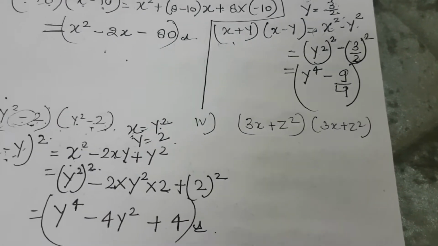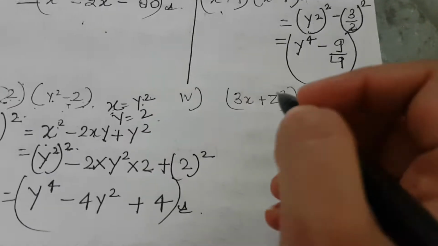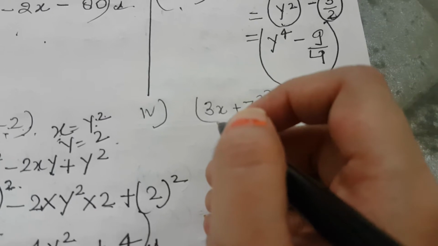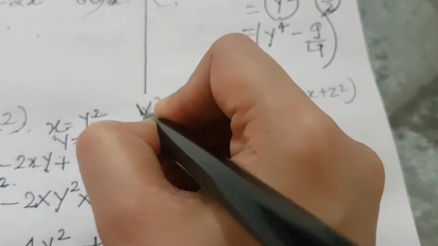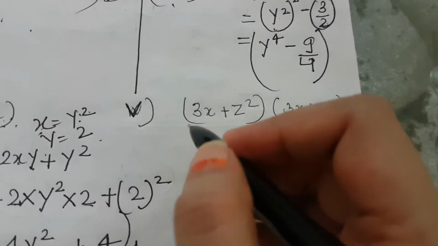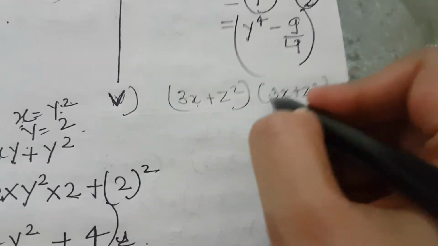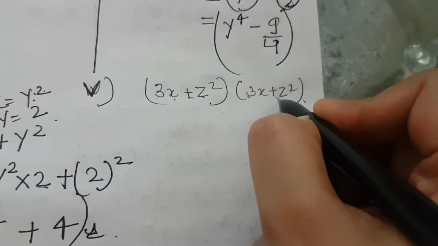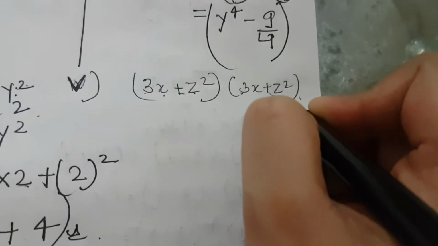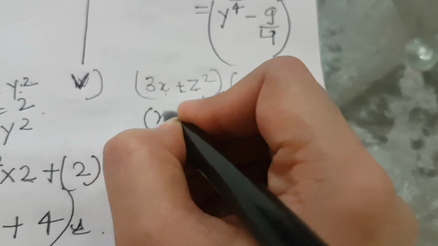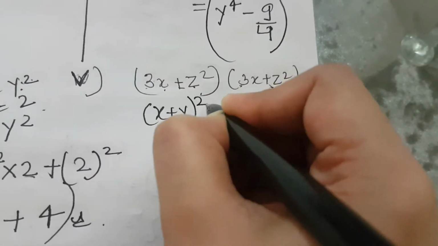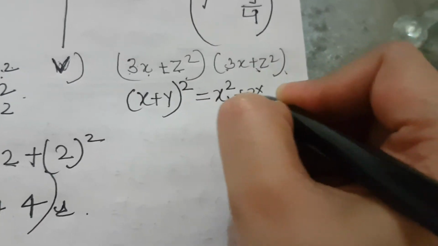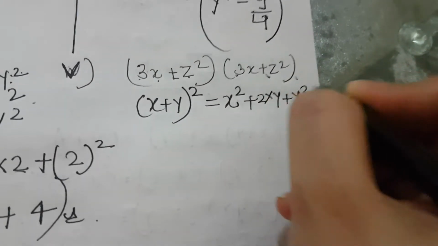3x plus z whole square, 3x plus z whole square. I think this one is fifth because fourth we have already done. So both expressions are same in terms also and in sign also. Both expressions are same and positive. So which identity? x plus y whole square. And what is the identity? x square plus 2xy plus y square.